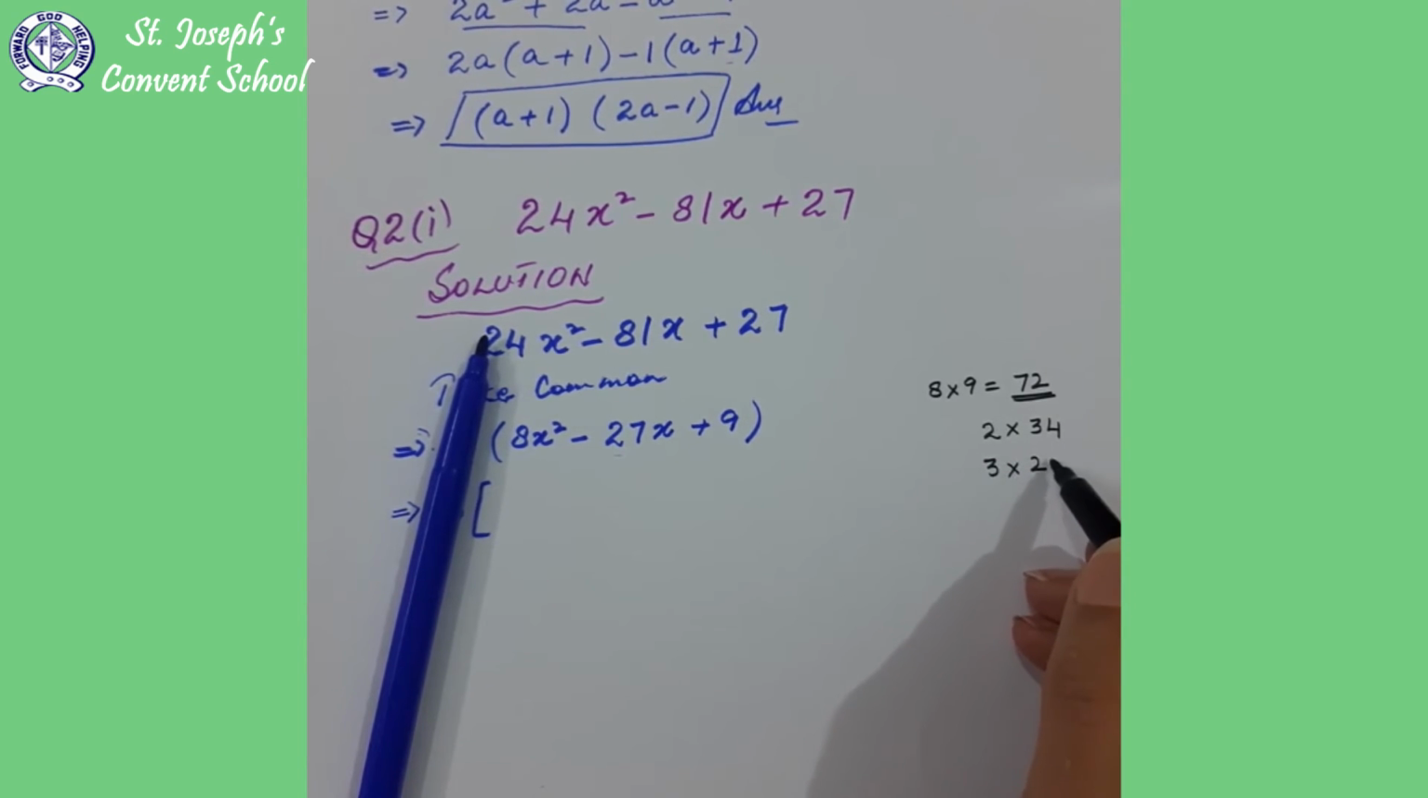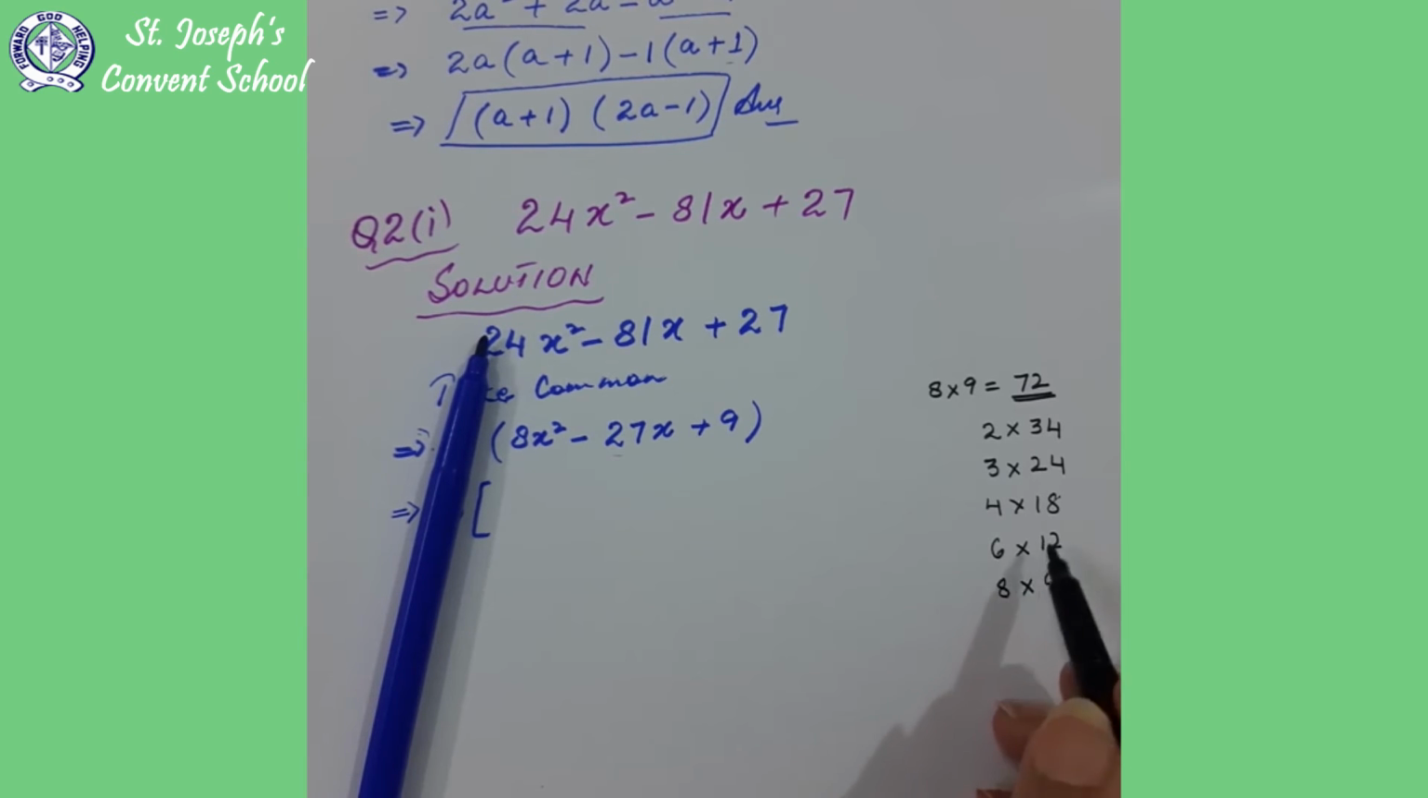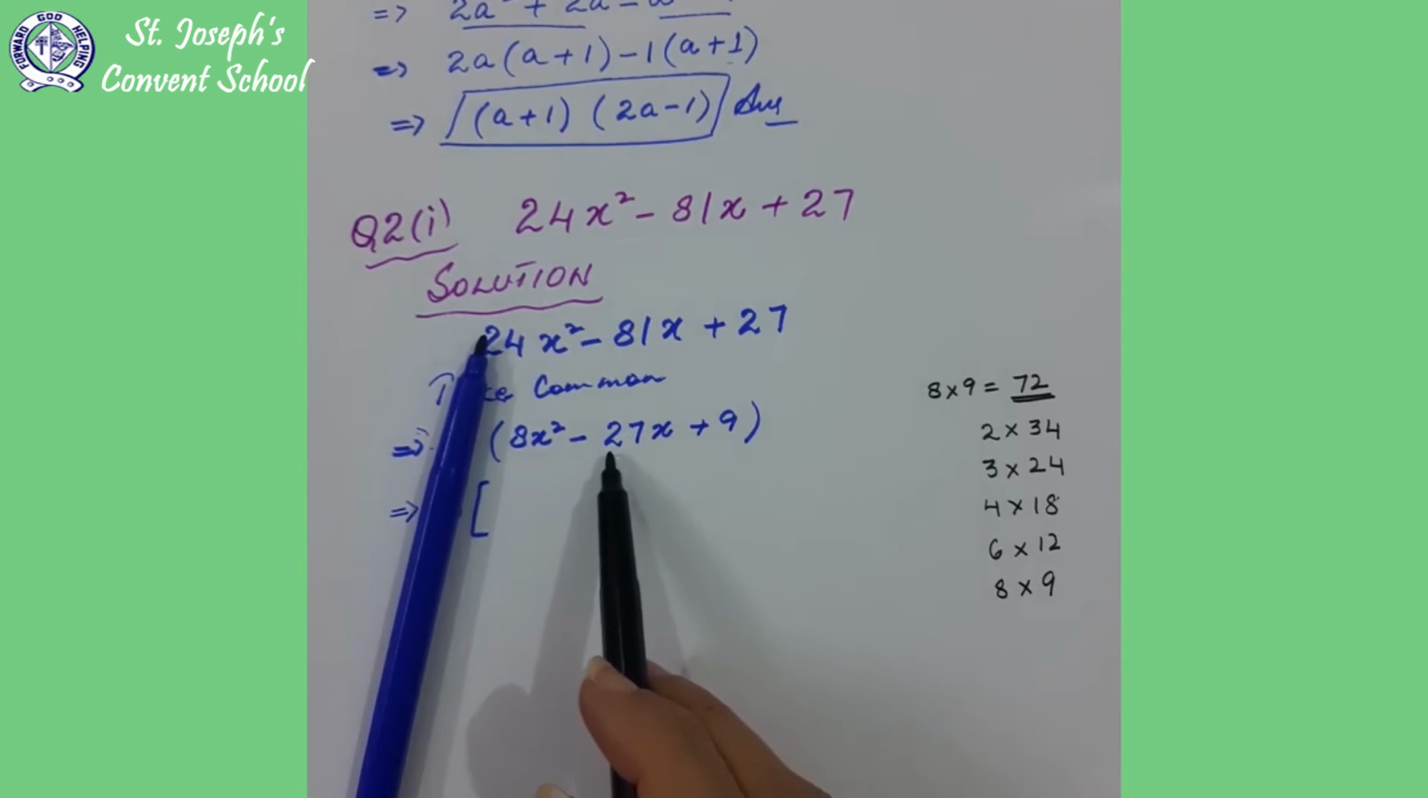3 into 24, then the table of 4: 4 into 18, then 6 into 12, and then the table of 8: 8 into 9. And vice versa: 9 into 8, 12 into 6, 18 into 4. Now in these, you have to check which two factors are correct. How are you going to check? By adding or subtracting, you check whether you get the middle term 27 or not.